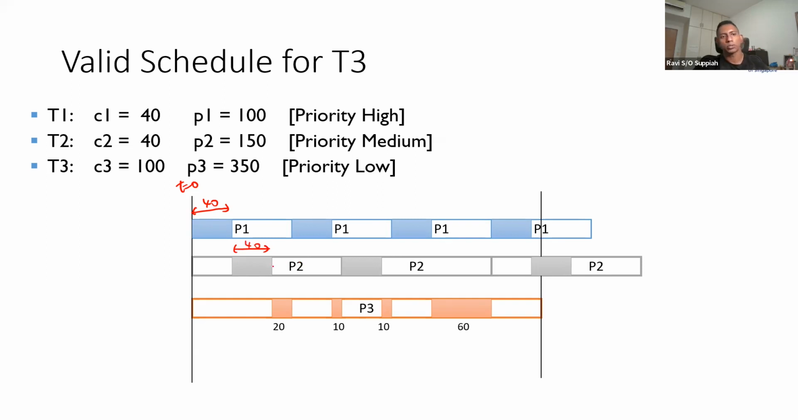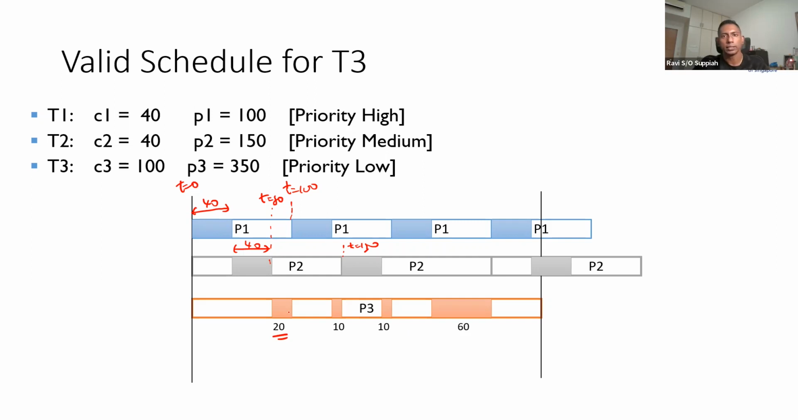Now, after task 2 takes another 40 units of time, what happens? The next periodic interval of task 1 only happens at time t equals 100, and the next periodic interval of task 2 only happens at time t equals 150. Which means that the gap over here, from 80 to 100, is actually a free slot for task 3 to do some work.